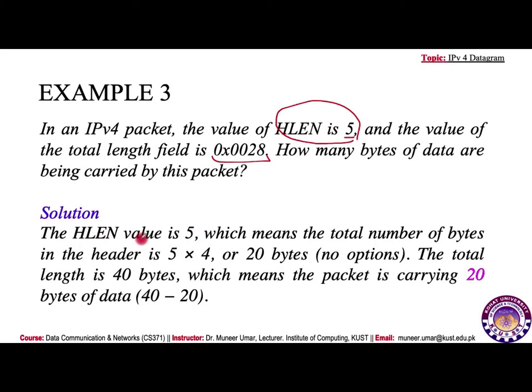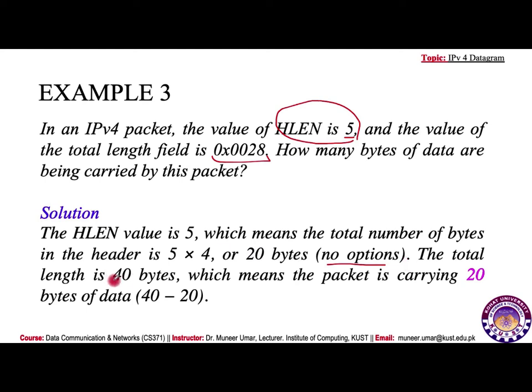So the header length value is 5, which means the total number of bytes in the header is 5 times 4 bytes, equal to 20 bytes. This means there is no option included in the header. So we have 20 bytes for the header.